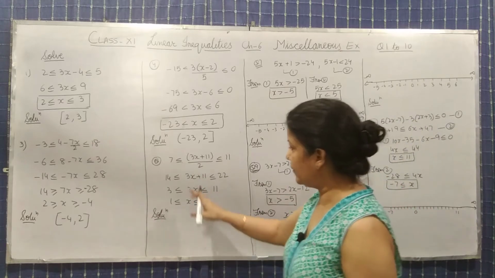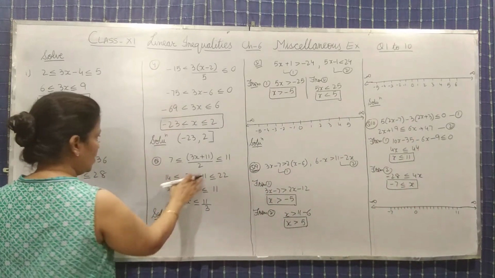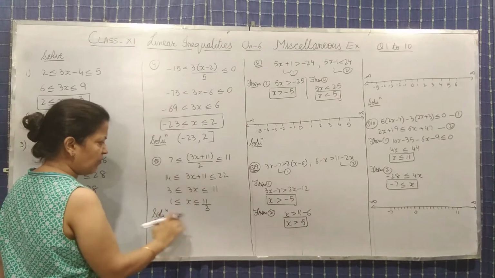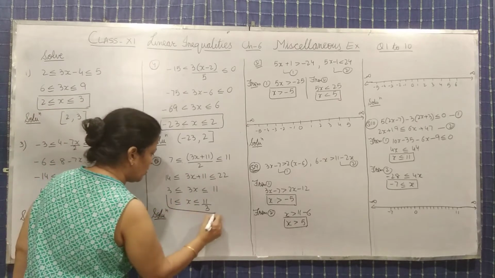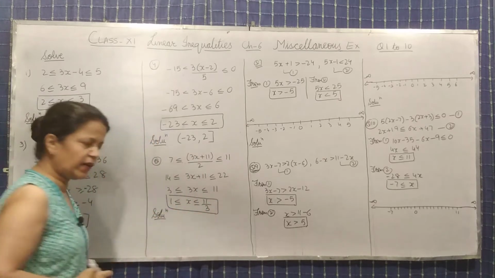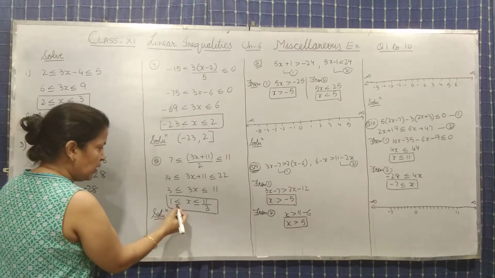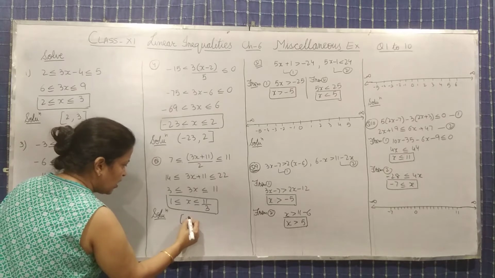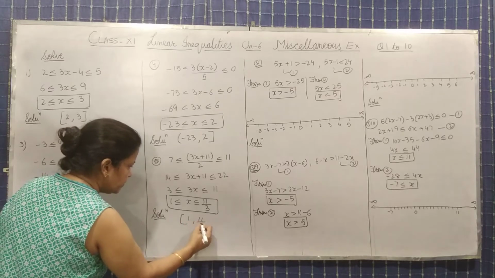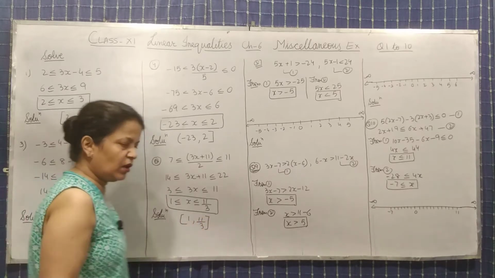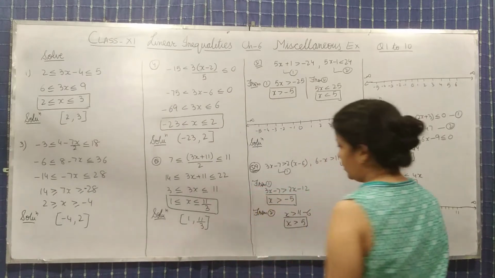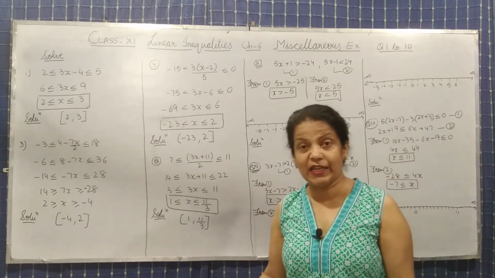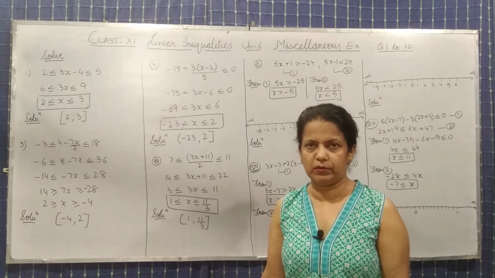Same way, in this question 6th, cross multiply. After solving it, you are getting this value. So how will you write its solution? देखिए दोनों तरफ equal है, so it means its value is in square bracket like this, between 1 to 11/3, including both the numbers.